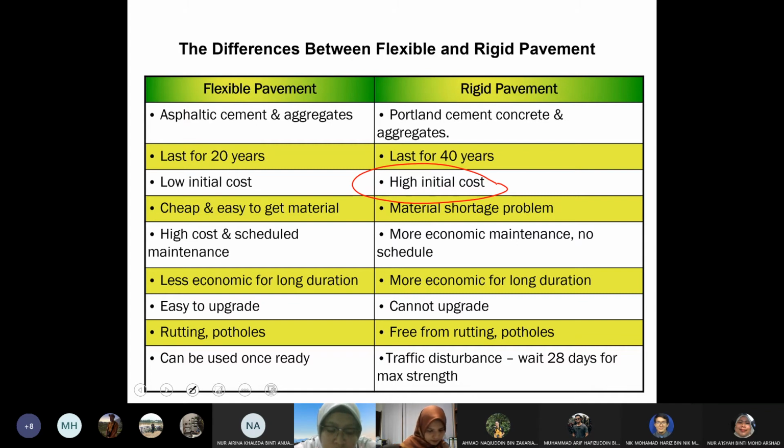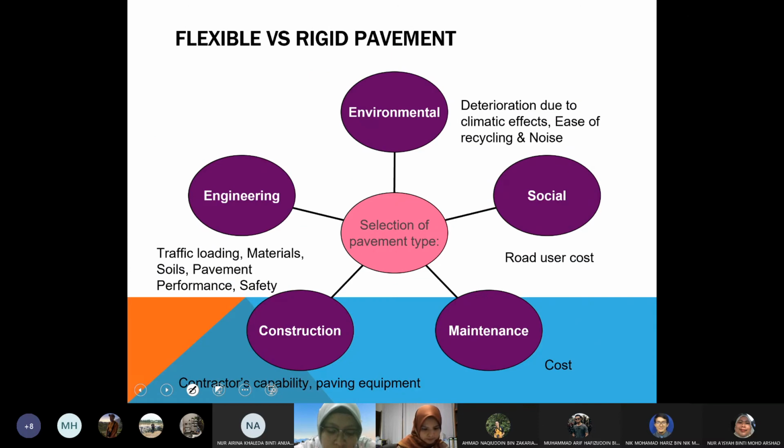Okay. Let's just read out. Flexible versus rigid. This is the impact between the two. There's the environment, social, maintenance, construction, and also engineering. They are all actually came from the previous slide as well. Cuma dia groupkan. Okay, boleh baca.